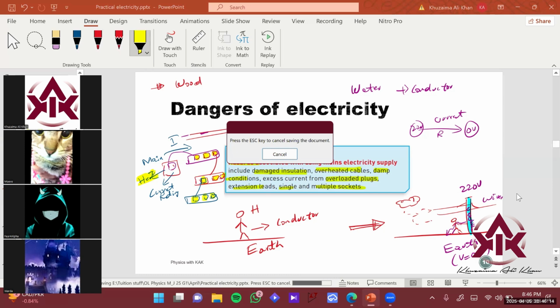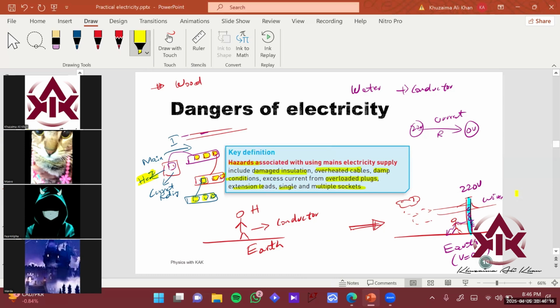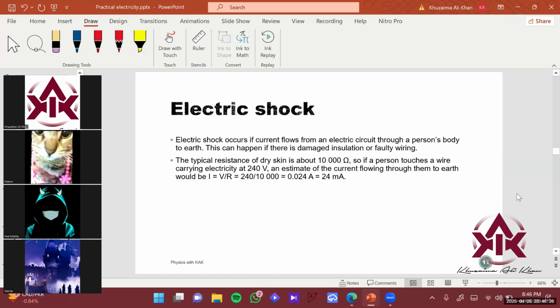Whenever you buy a switch, if you see at the bottom right, it has current ratings 2.5 A, 1 A. A is amperes, the maximum amount of current it can allow to flow. So let's see what happens when you get an electric shock. Electric shocks occur if current flows from an electric circuit through a person's body to earth. This can happen if you have damaged insulation, damaged cable or faulty wiring.